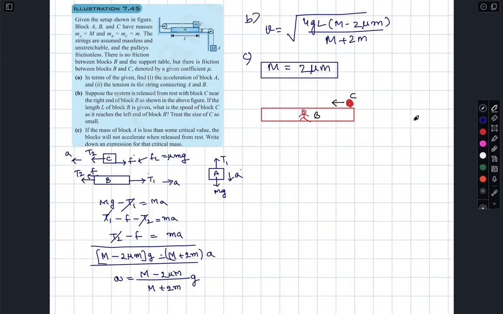Have you realized why every class is important? The acceleration of C with respect to A.